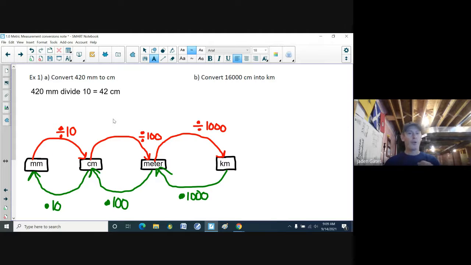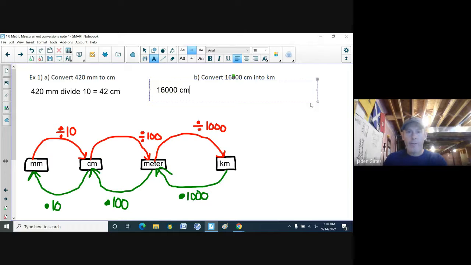All right, nothing too crazy there, but now we get a little bit different here. In B, I'm going from 16,000 centimeters to kilometers. So it's not as easy as just going from millimeters to centimeters where I'm making one jump. I'm actually making two jumps. But here's how we deal with it for two jumps. I'm going to take that 16,000 centimeters.